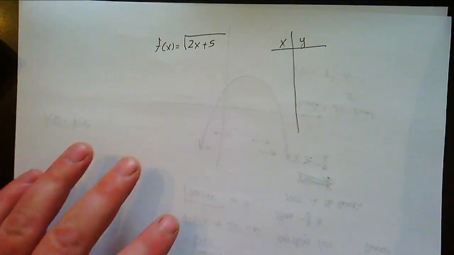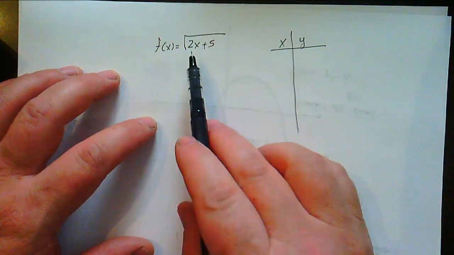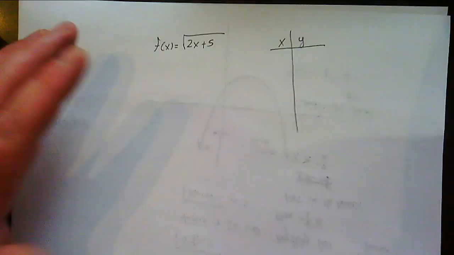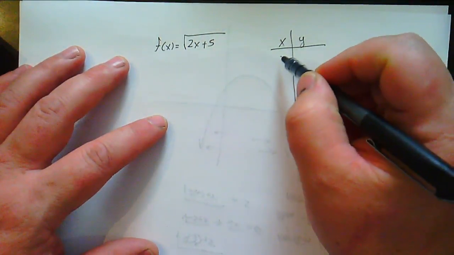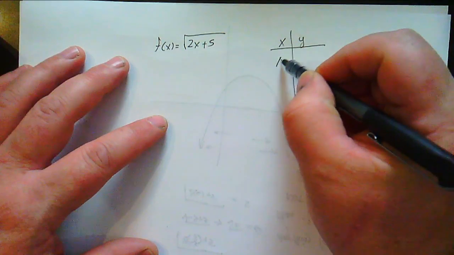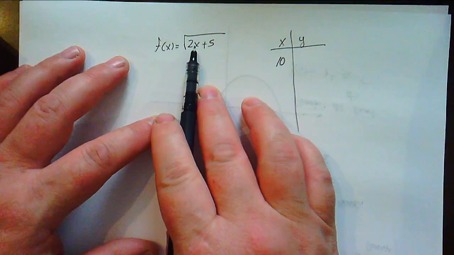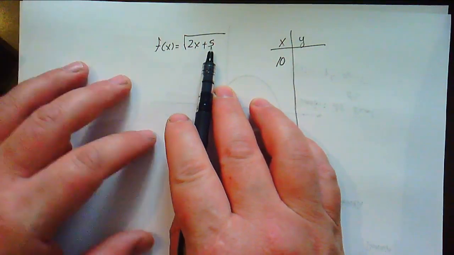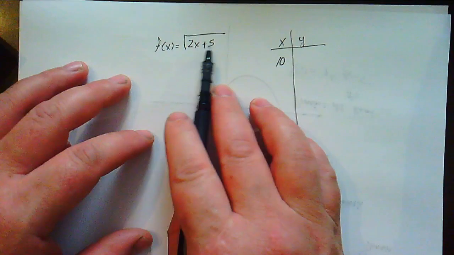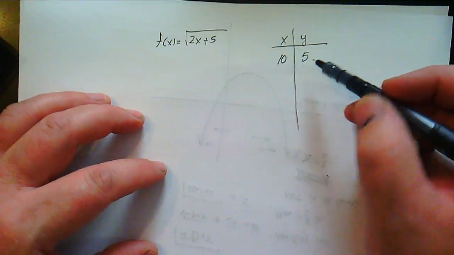So here's what we're going to do. We're going to do a t-chart. If I can figure out a number that I can plug into here and I get a real answer out, then that is in the domain. So like the one we just did, we did 10. If you plug 10 in, 2 times 10 is 20, plus 5 is 25, and the square root of 25 is 5. See? That's an input, and that's an output that works.